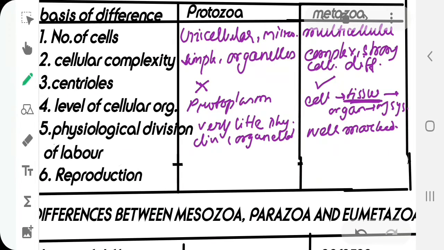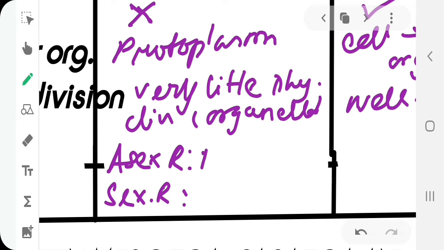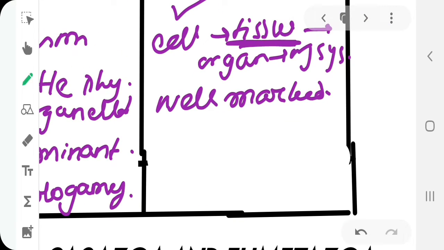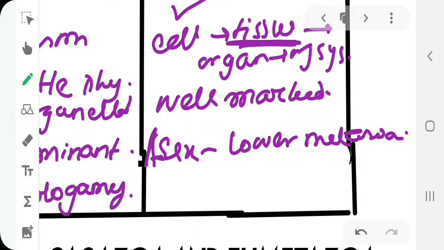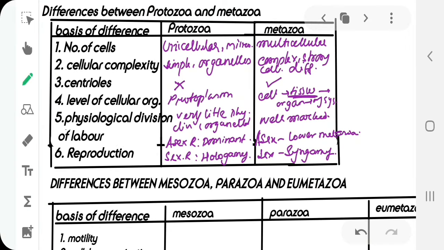Next is reproduction. Now, the asexual reproduction and sexual reproduction both are there in case of Protozoa and Metazoa. In case of Protozoa, the asexual reproduction takes the dominant stage. Mostly they have asexual reproduction, and if they have sexual reproduction, they will be having a hologamy kind of sexual reproduction. Whereas in Metazoa, there is going to be sexual reproduction. Asexual reproduction is common only in case of lower metazoans. In the higher metazoans, it is not so common. In sexual reproduction, they have syngamy, where there is only fusion of egg and sperm and not the whole organism. So that is the overall difference between Protozoa and Metazoa.